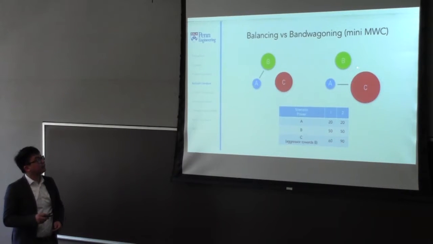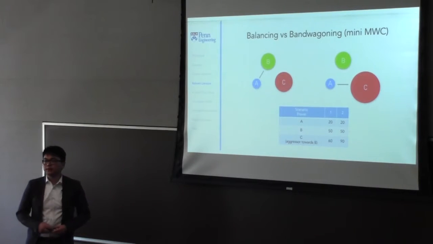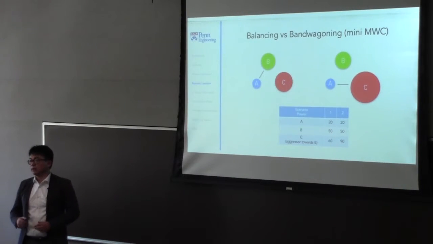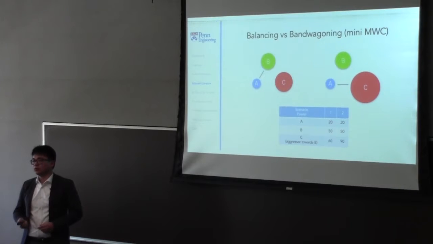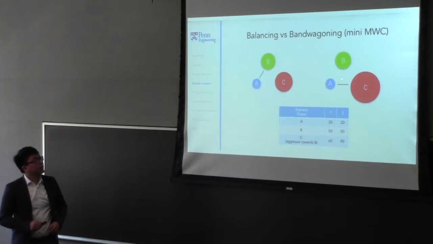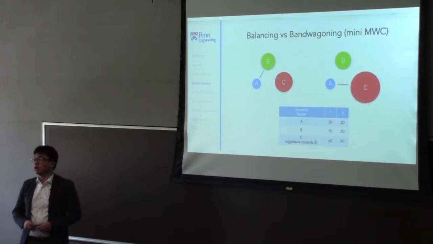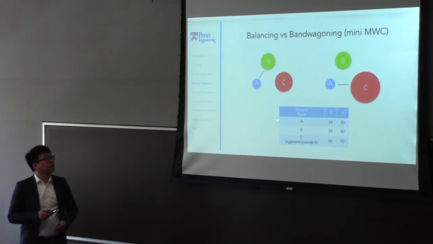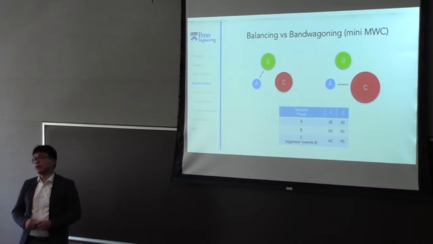But in the case of C being extremely powerful, having a power of 90, even an alliance of A and B wouldn't work. While the aggression is happening from C towards B, the agent A, in most cases, the smaller country A, would simply choose to join the more powerful country to bandwagon.